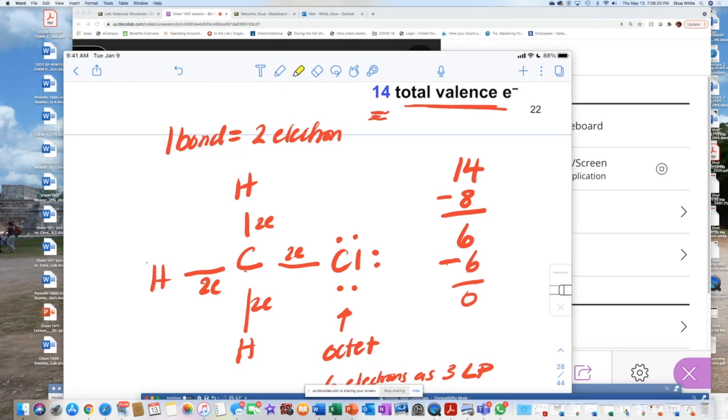Now let's check. Chlorine has octet, good. Carbon has octet, good. Hydrogen has duet. Remember, hydrogen uses the duet rule. So duet, octet, and octet. So this is the Lewis structure right here.